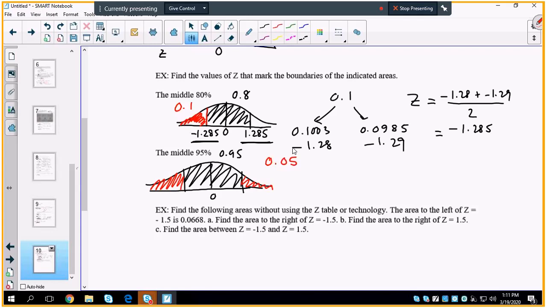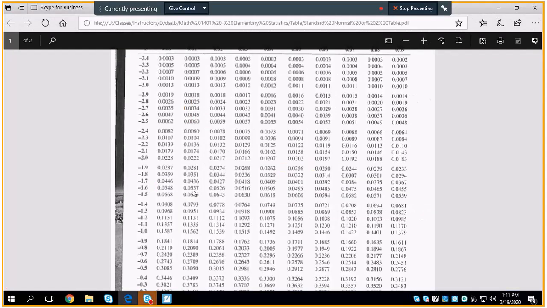But I want only the left of this, that will be on the table. So I will take half of 0.05, and half of 0.05 is going to be 0.025. So you are looking for 0.025 from the table. Clearly it is going to be on the left side or the negative side of the table. Let's find 0.025.